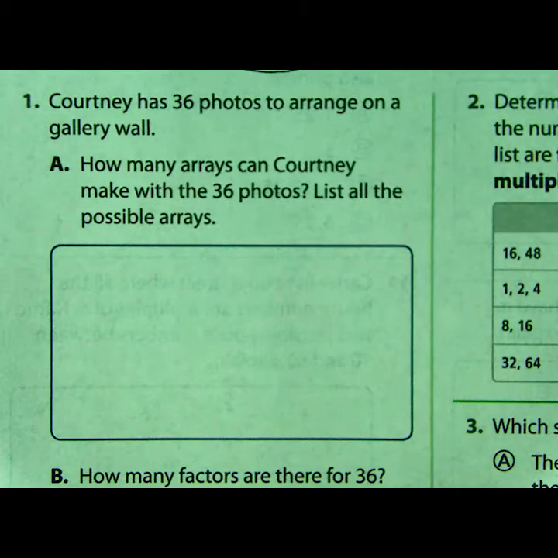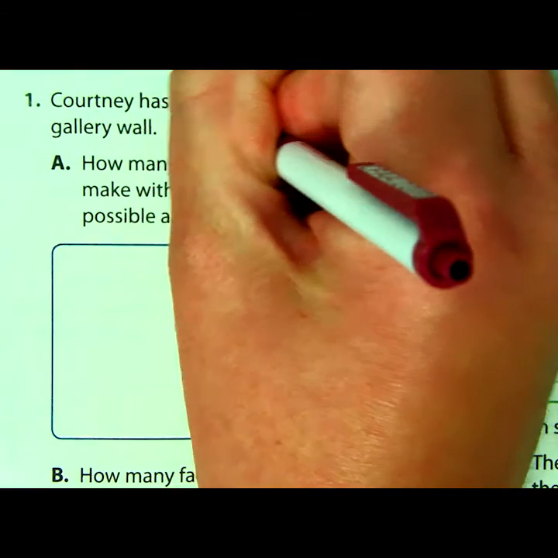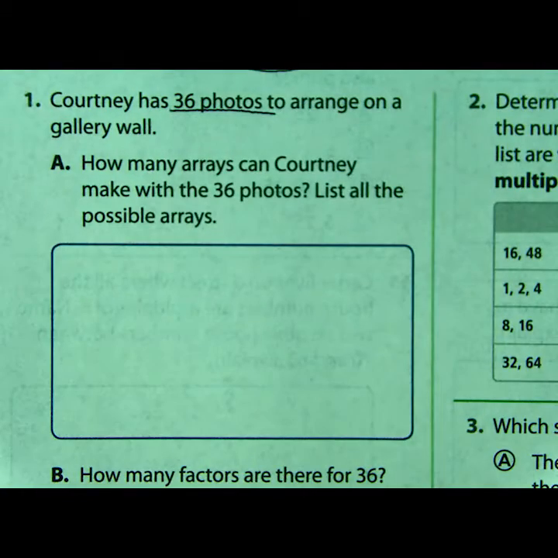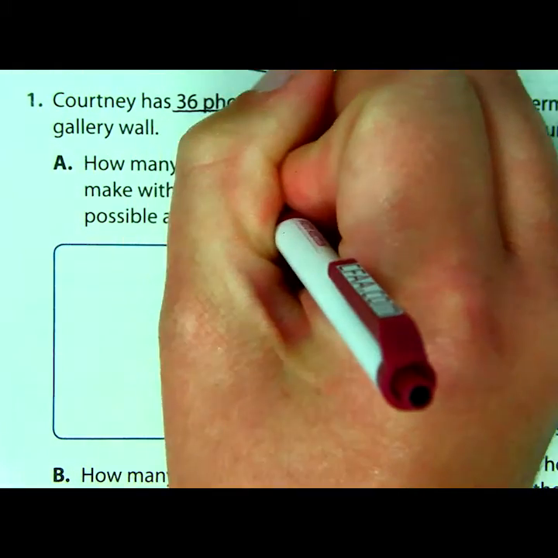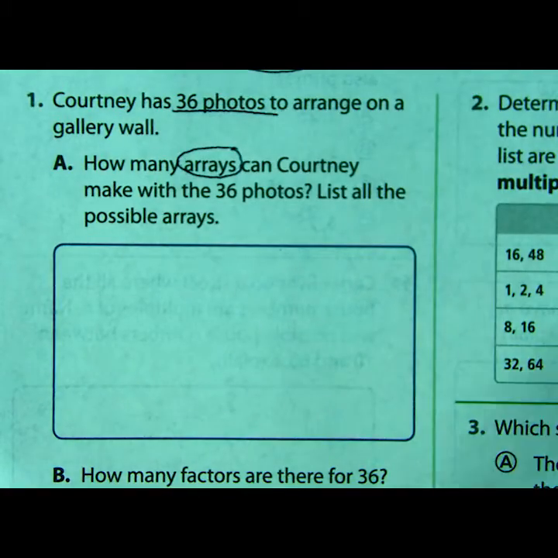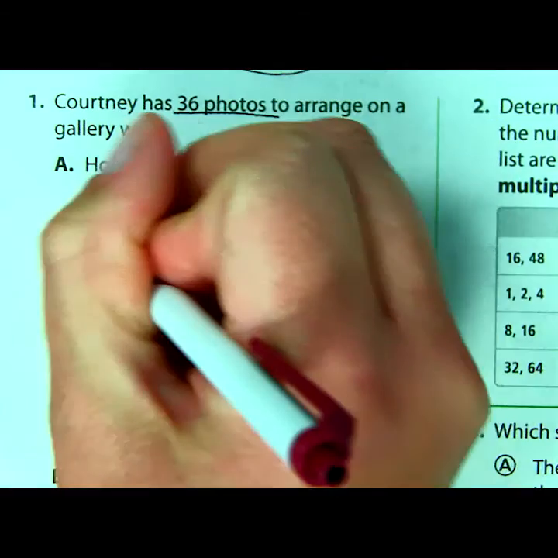Let's start with question number 1. Courtney has 36 photos to arrange on a gallery wall. How many arrays, so we're going back, that's a 3rd grade skill we're revisiting, can Courtney make with 36 photos? List all the possible arrays.